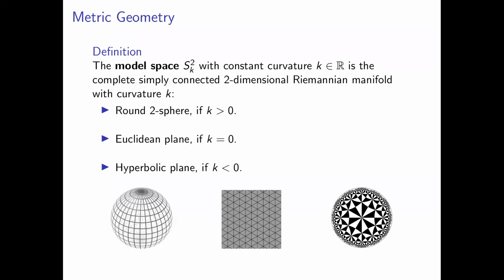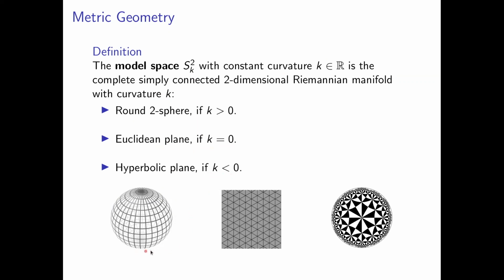And these model spaces are two-dimensional, simply connected Riemannian manifolds with constant curvature k. So I will denote them by S^2_k, and let me use this spotlight here. So S^2_k is a surface. It's complete, simply connected with constant curvature k. So this is a round two-sphere if k is positive, it's a Euclidean plane if k is 0, and it's hyperbolic space if k is negative.